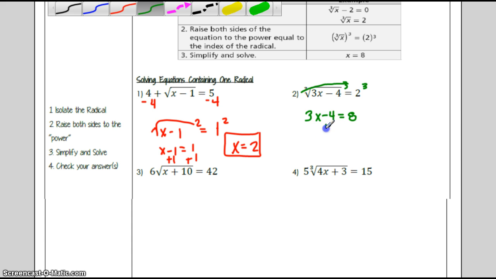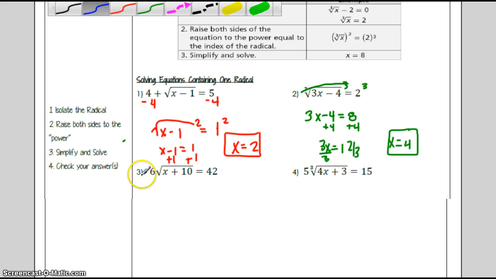Next step is to solve. So we're going to add 4. It's just a 2-step equation. And then we're going to divide by 3. Now, not always is it going to give you a pretty number, so just keep that in mind. Some of these will or might have fractions. And then we want to check. So 4 times 3 is 12. 12 minus 4 is 8. The cube root of 8 is 2. So yep, it works.